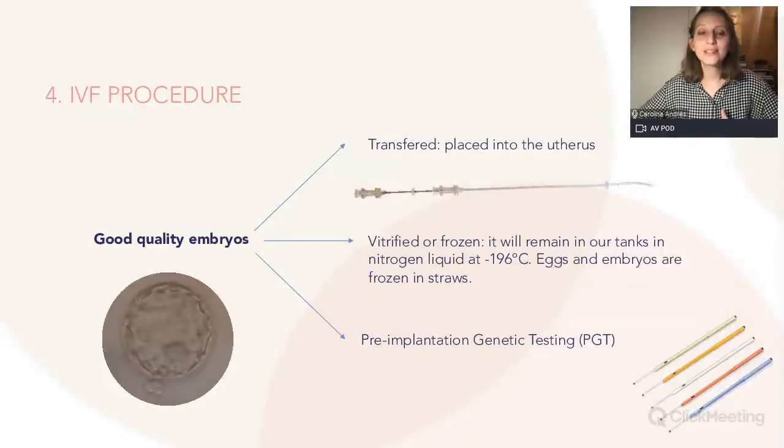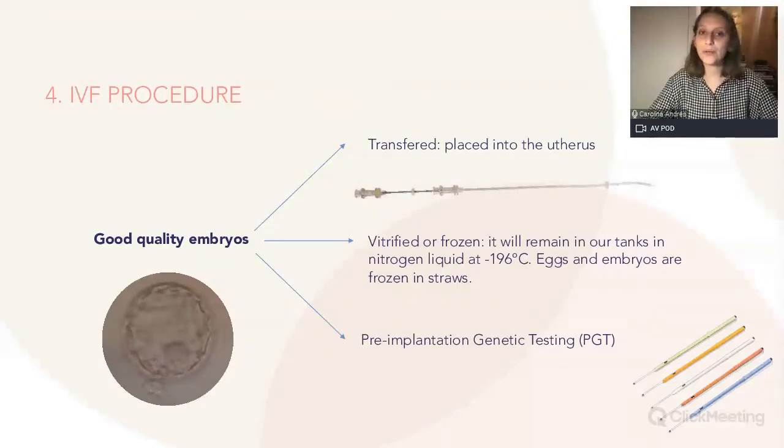Finally, with these good quality embryos, there are different destinations, different things that we can do. The first option would be to transfer the embryo. That means placing the embryo into the uterus with a catheter that you can see over here. Another option would be to vitrify embryos. That's also completely normal. In some cases, patients maybe cannot arrive to the transfer date, or maybe the endometrium is not prepared, or other reasons. We have to vitrify embryos, and that is completely normal.